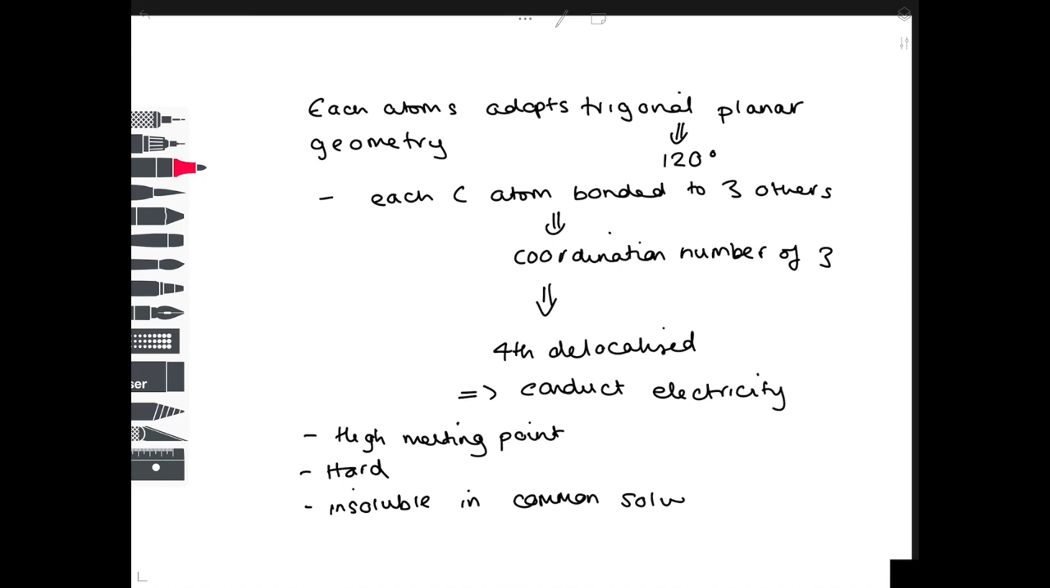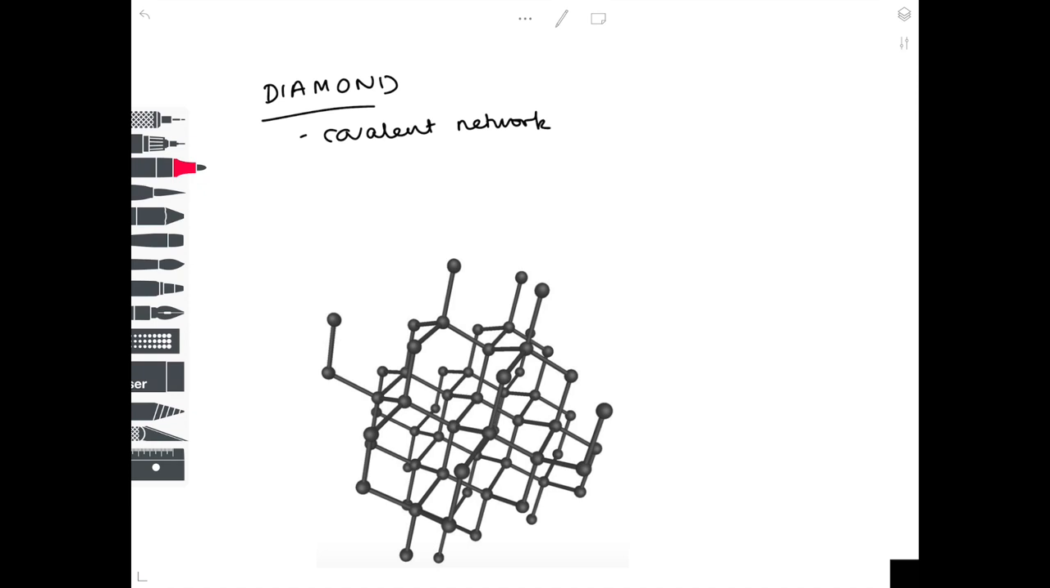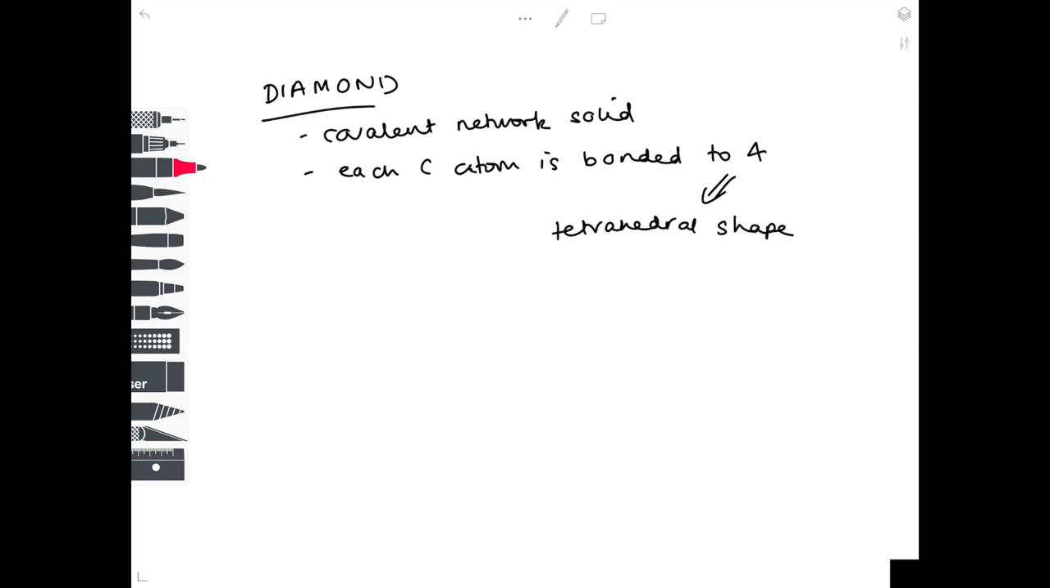Taking a closer look at diamond now, another covalent network solid. Unlike graphite, where each carbon atom is bonded to three other carbon atoms, in diamond you find that each carbon atom is bonded to four. And we call this, remember, a tetrahedral shape. Being tetrahedral, you should know that the bond angle is 109.5 degrees. And as such, the coordination number here is four.